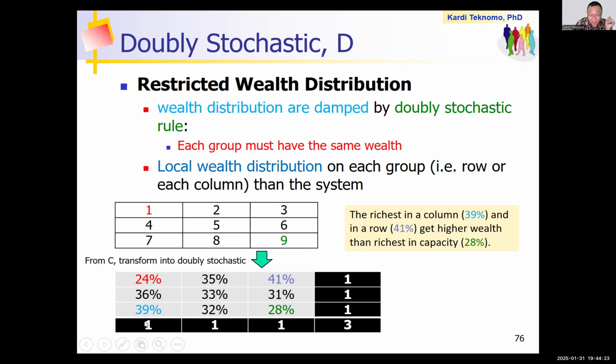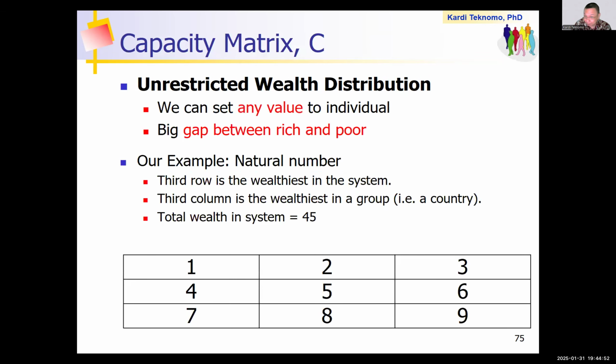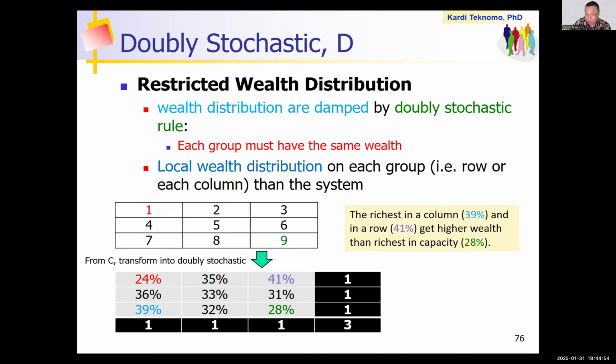Okay, then, well, in the combination system, the richest in the column, say 39% here, or in the row, 41% here, okay, will still get the higher wealth than the richest in the capacity here. Okay, so using a doubly stochastic system, this represents, so this is like capitalism. Okay, this is like communism.